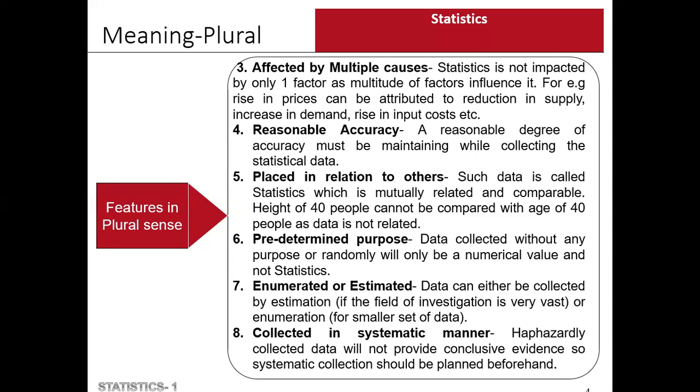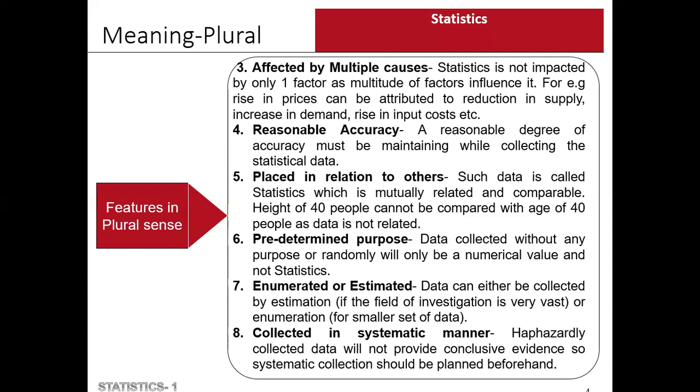The sixth one says predetermined purpose. Whatever data we collect in statistics, which is a numerical value, is determined for a particular purpose. So we keep a particular purpose in mind and we collect the data. And the seventh one is enumerated or estimated. Data can be collected by enumeration or estimation, that is, in the field of investigation we collect the data, we compute that data, and we set up the relationship between the data. Therefore, it is based upon enumeration or estimation. So we estimate a particular outcome based upon the available data.